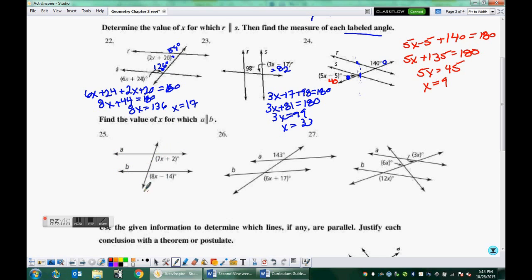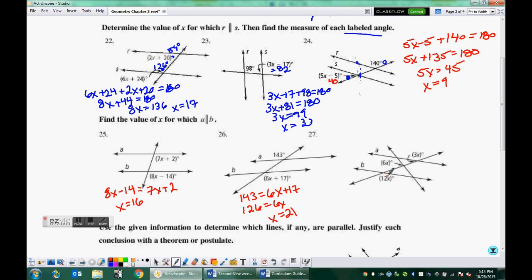25 through 27, I just got to find the value of x so that these two are parallel. So these are corresponding angles. So I have to set them equal to each other. So when you move the 7x over, 14 over, you get x of 16. For 26, these are alternate exteriors, so they are congruent or equal. So I got 143 equals 6x plus 17. So I subtract 17, and I get 126 equals 6x. So that means x is going to be 21.